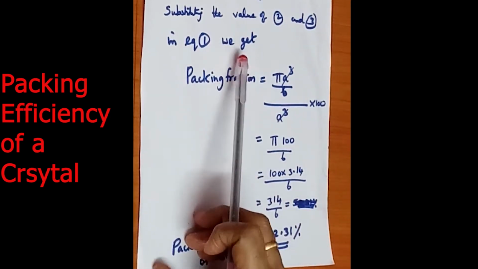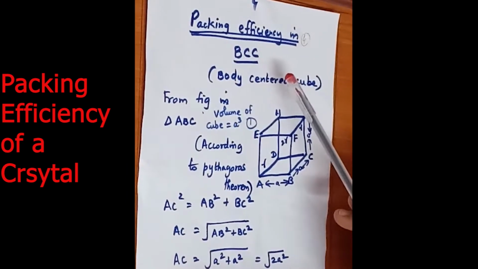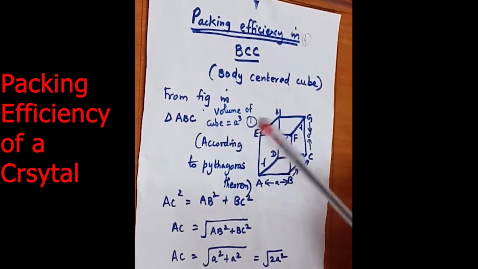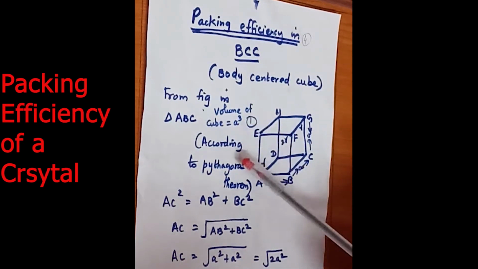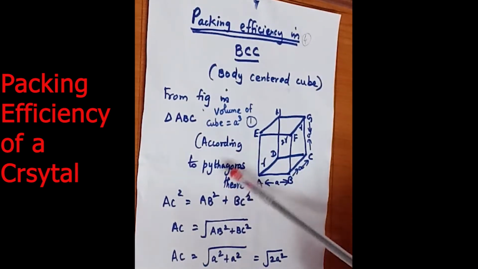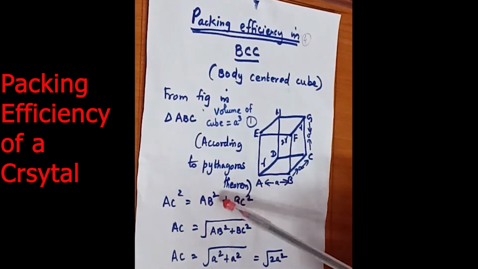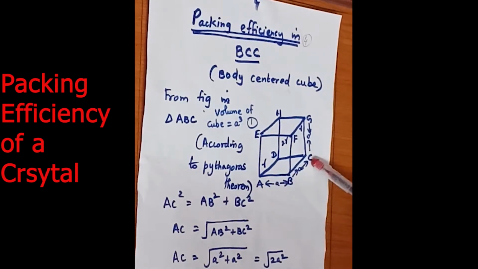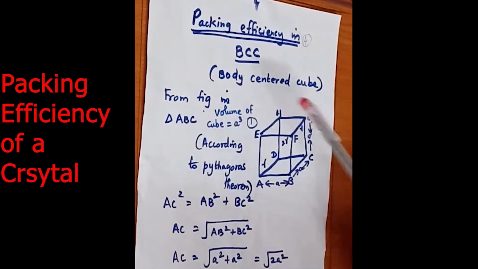So the second type of crystal is body-centered cube. So in body-centered cube, from the figure, volume of the cube is always a cube. So according to Pythagoras theorem, the square of the hypotenuse is equal to the sum of the squares on the other two sides. So here we are taking triangle AC squared. From the figure you have triangle ABC, so you are considering the triangle ABC.